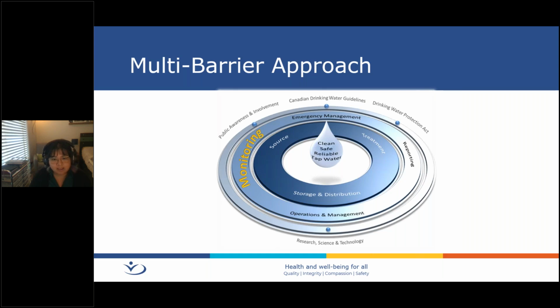And then in the next layer, you'll see that there's monitoring, reporting, operations and management, as well as emergency management. These are components that are necessary to support the core elements, so the source, treatment, storage, and distribution, to ensure that we achieve safe, reliable drinking water. In this presentation, we'll be focusing on the monitoring and reporting component.